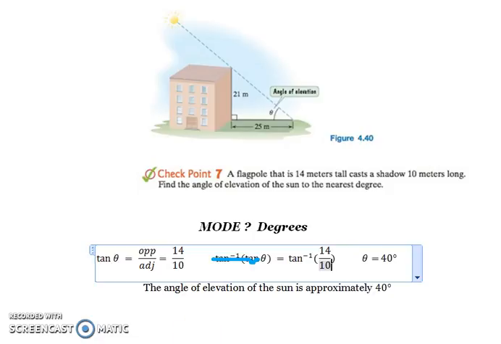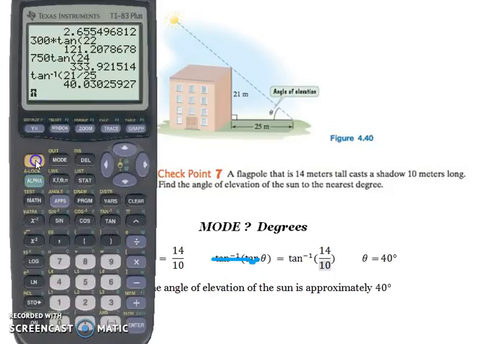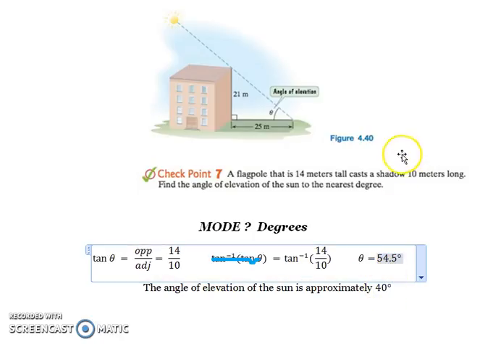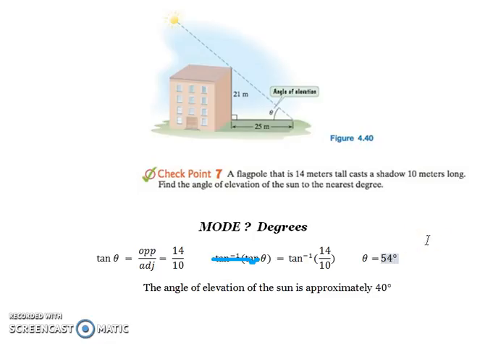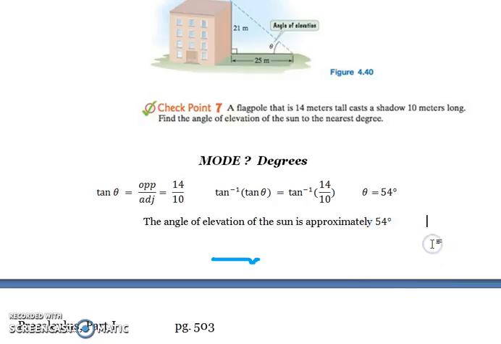And if we put that in the calculator, that's right, it makes me do this one. Okay, so we're going to do second tangent because we want the inverse of 14 over 10. And it's going to give us 54.46, so it's about 54.5 actually. It says to the nearest degree, so we'll call that 54 because it was 54.4. So your answer would be 54 degrees. There we go. Okay.